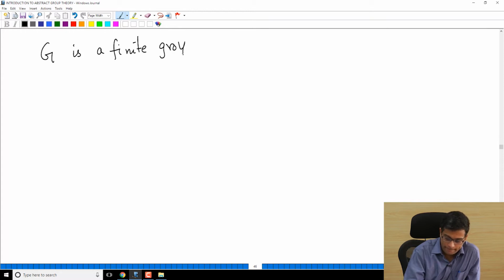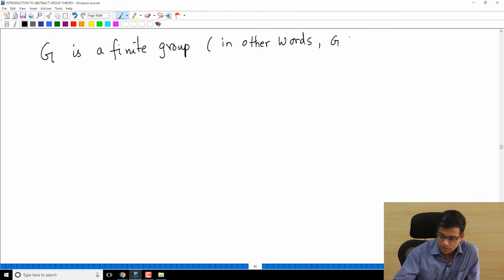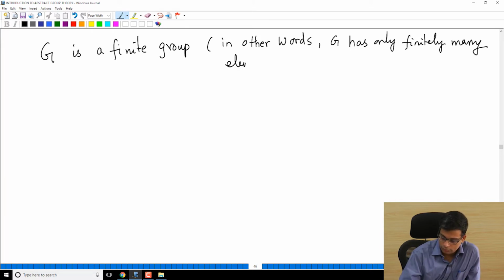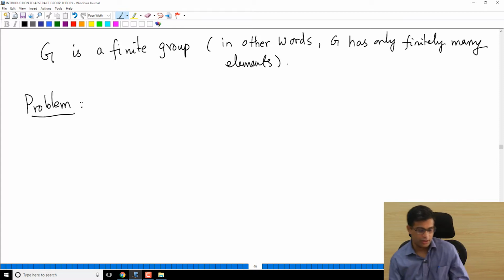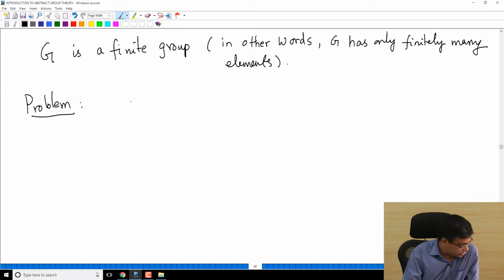Recall that, in other words, remember what finite groups are from my earlier videos. G has only finitely many elements. So, the problem is the following. I am giving you an exercise that I will solve in detail. G is a finite group.